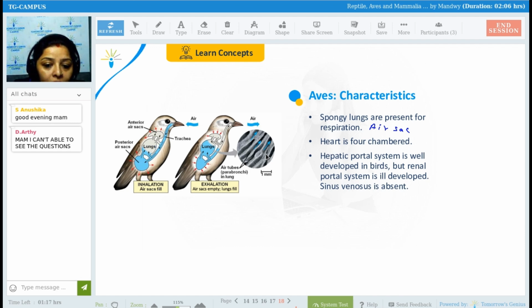Above the beak they have small holes, just like a nose. With the help of that they inhale the air. The air enters into the air sac first, and from here the air will move to the lungs.